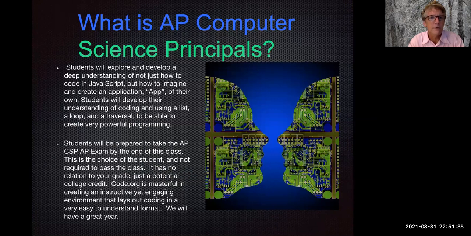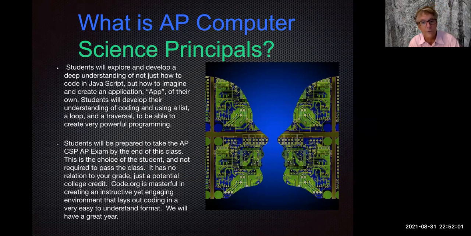What is AP Computer Science Principles? Students will explore and develop a deep understanding of not just how to code in JavaScript, but how to imagine and create an application or app of their own. Students will develop their understanding of coding and using a list, a loop, and a traversal to be able to create very powerful programming.